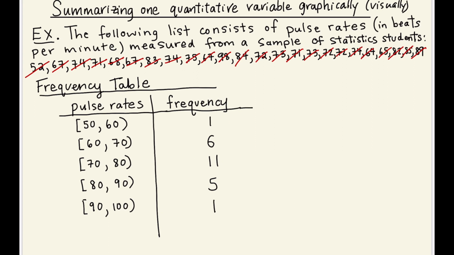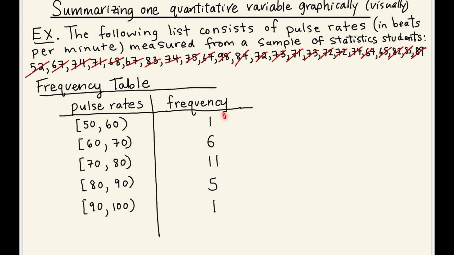And you can see that when the data are arranged in this way, it's much easier for me to see characteristics of my data set. So for example, I can see that the range of the pulses go from the 50s to the 90s. Okay. I can also see that most of the data falls into the class for the 70s, from 70 to 80.